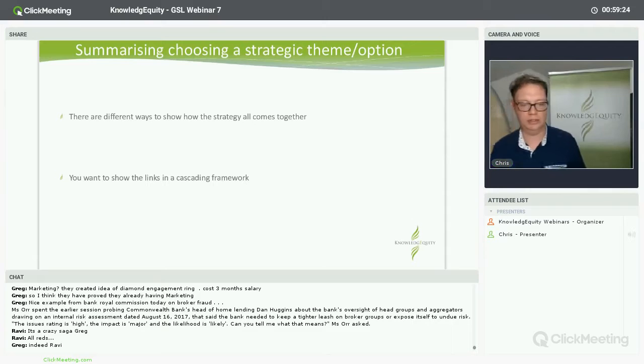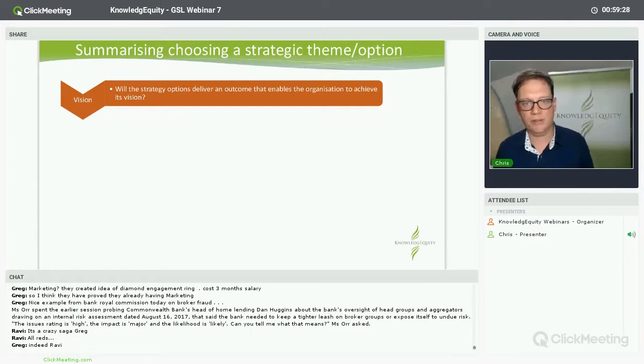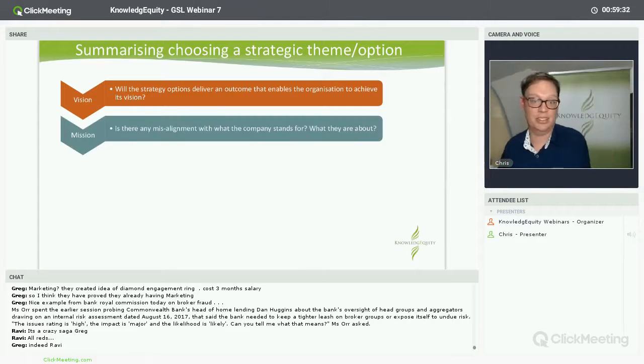How do you pull it all together? And this is an interesting one too. It's sort of right at the end of the module. Well, you've got a vision. Will it deliver the outcome that enables the organisation to get to this future state?